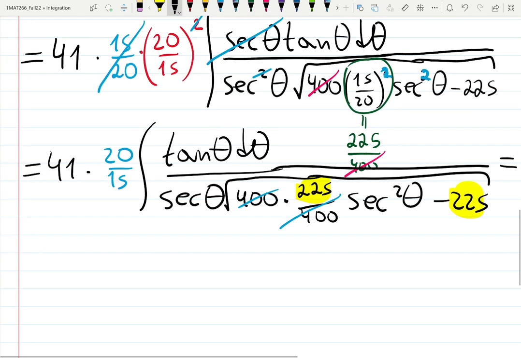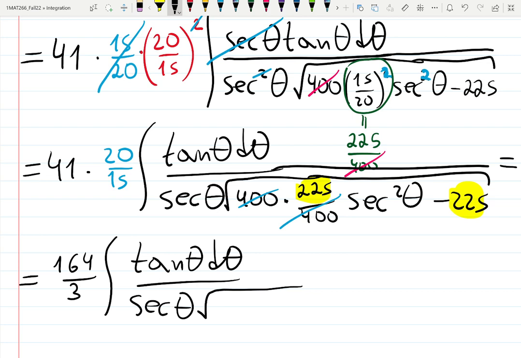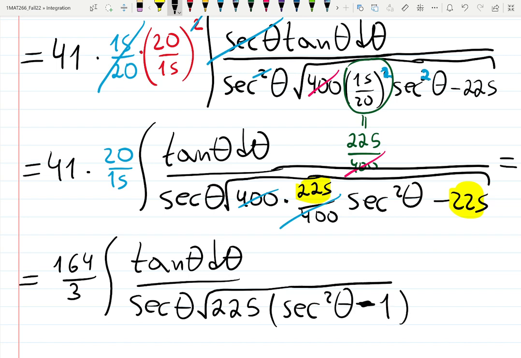Okay, keep going. We could multiply 41, 20, and 15. Let's see if I have it. Yes, it is 41 times 4 over 3, which is 164 over 3. 164 over 3, integral tangent theta d theta over secant theta, square root, and we're factoring out 225. 400 and 1 over 400 cancel out. Secant squared theta minus 1 happened.